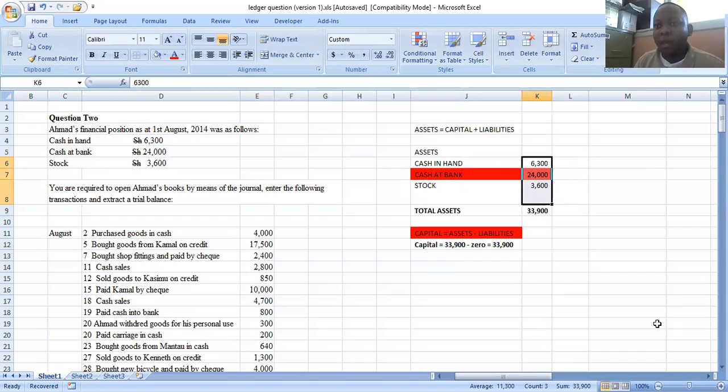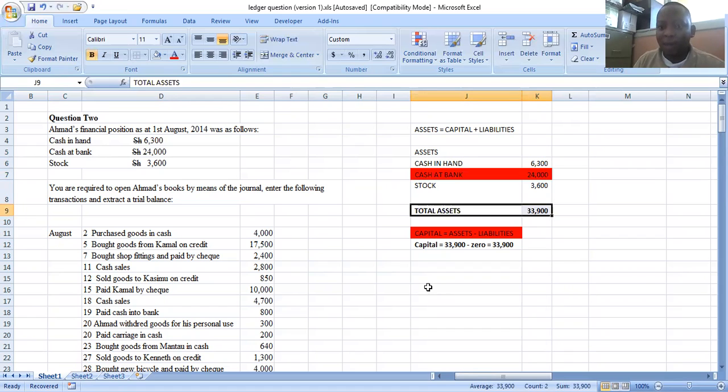So please pardon me, when I was doing the journal, I made a mistake under cash at bank. I took cash at bank to be 2,400 instead of 24,000. That mistake cost us because we got finally the wrong figure for capital. So please, hope you were able to see that mistake and you understood where the mistake was. But in this case, I've corrected it. The cash at bank is 24,000, not 2,400. So therefore, the total asset is 33,900.